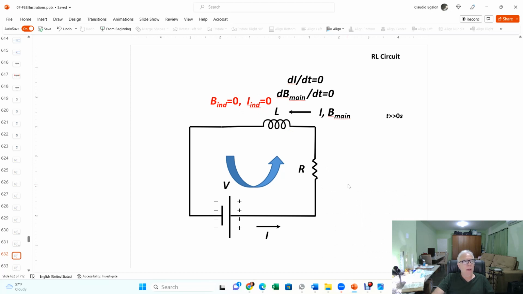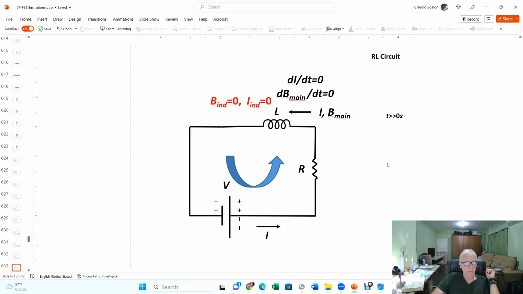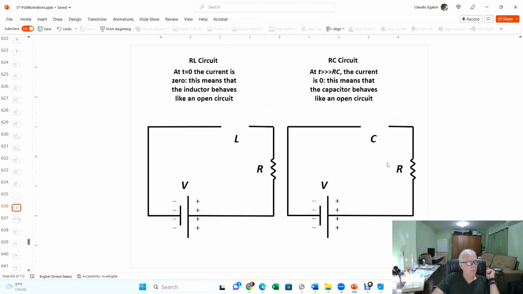As time goes by, the current stabilizes. Okay? The derivative of the current goes to 0. There will be no induced magnetic field and no induced electric current. T much greater than 0. Okay? So that we can even plot.